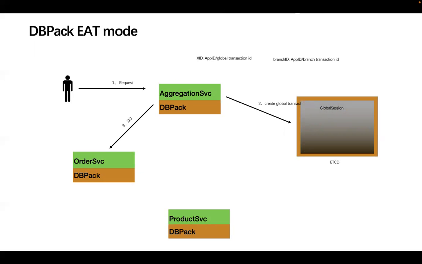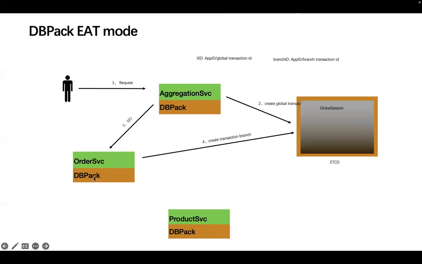Also with the XID, the request is sent to each service, including the aggregation service. The request is sent to DBPack firstly, then handed to the aggregation service. So DBPack will proxy everything for them.